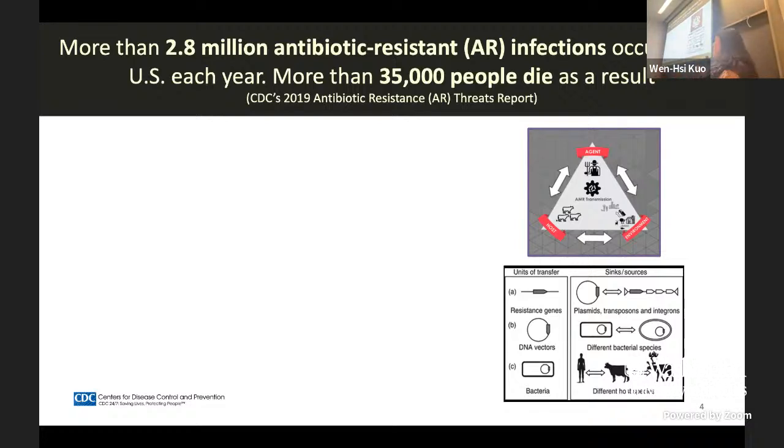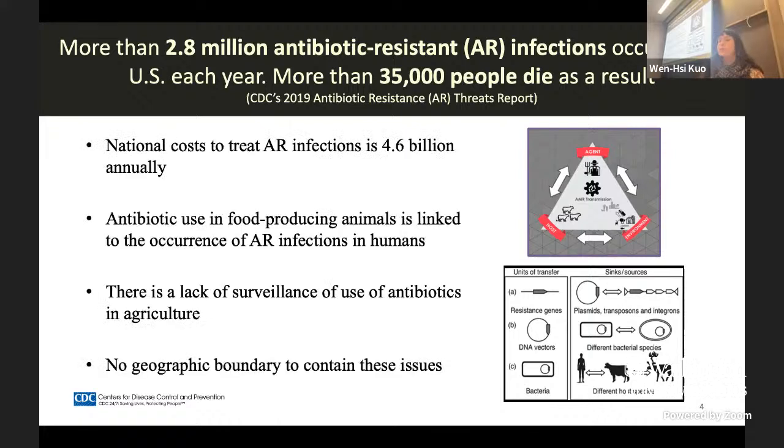This is a scary number to hopefully get you to understand a little more about why this is an interesting ecological area to study. It is not only contained within the farm, there's no geographic boundary with this resistance. So 2.8 million antibiotic resistant infections occur in the US each year, and more than 35,000 people die as a result. It's also very costly.